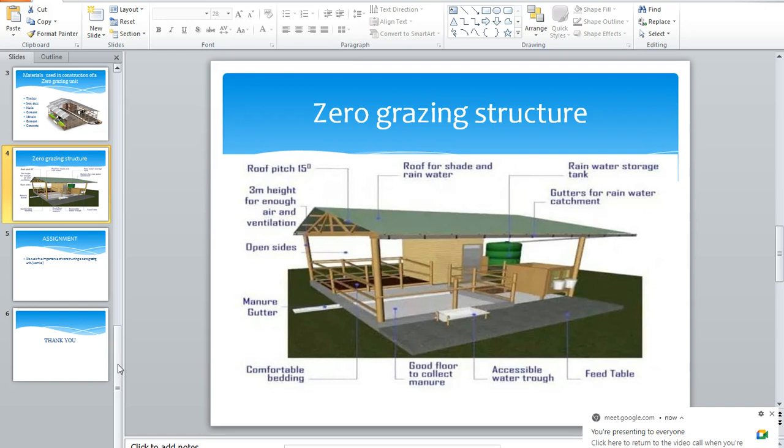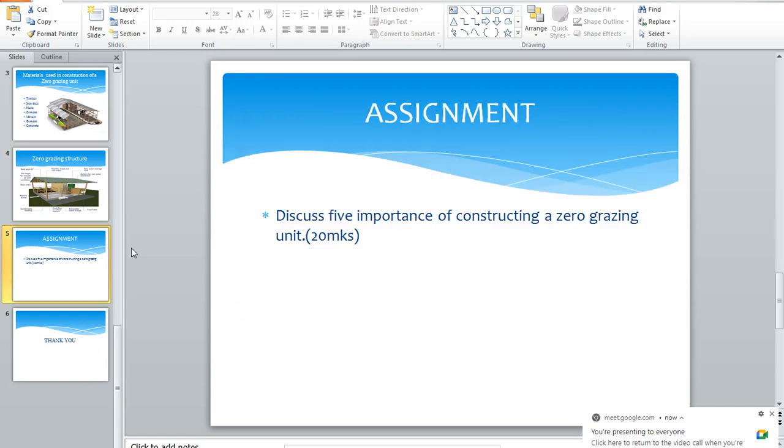So thank you. Yeah. So that was our lesson for today, and I'll be leaving you with this assignment to discuss five importance of constructing a zero grazing unit.